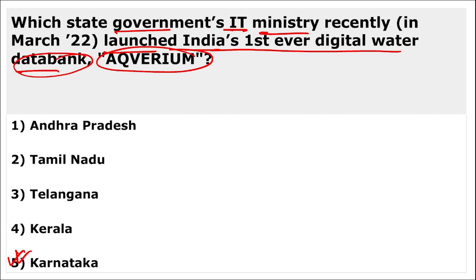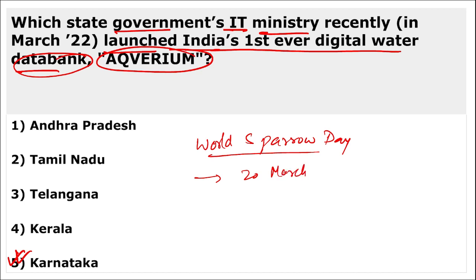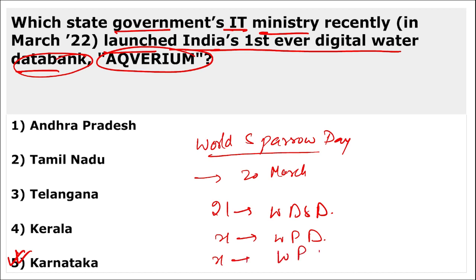Then if I ask you, tell me, World Sparrow Day. When do we observe World Sparrow Day? On 20th of March. Then on 21st of March we observe World Down Syndrome Day. Then on 21st of March only World Poetry Day. Then on 21st of March only we observe World Puppetry Day.